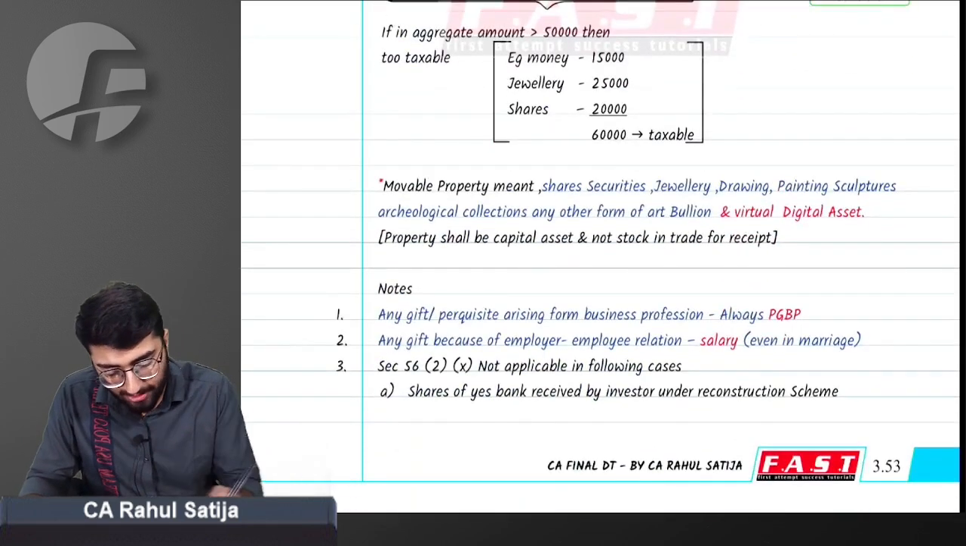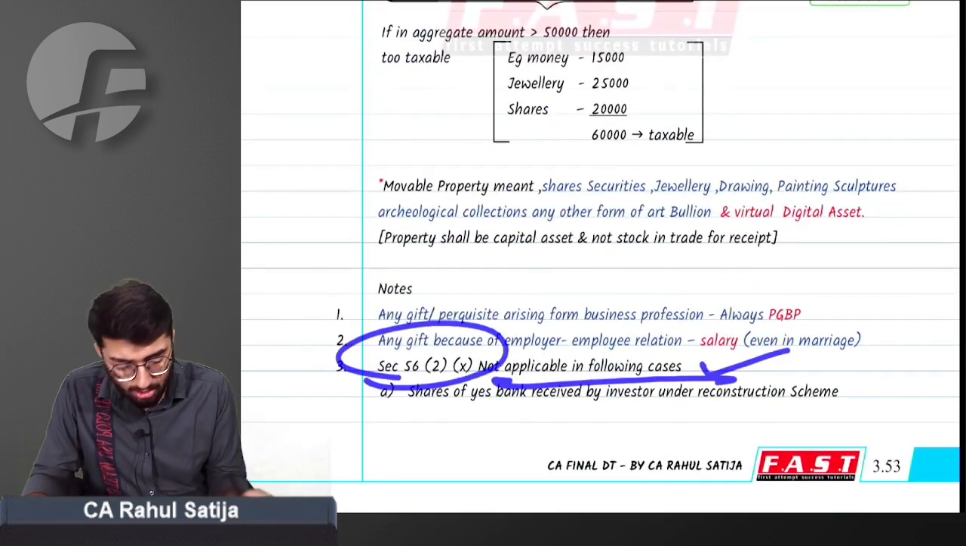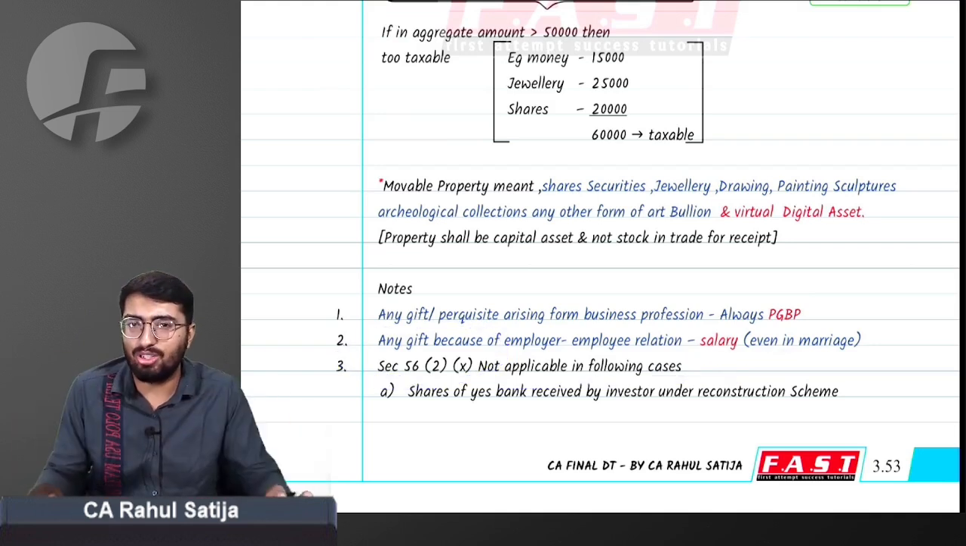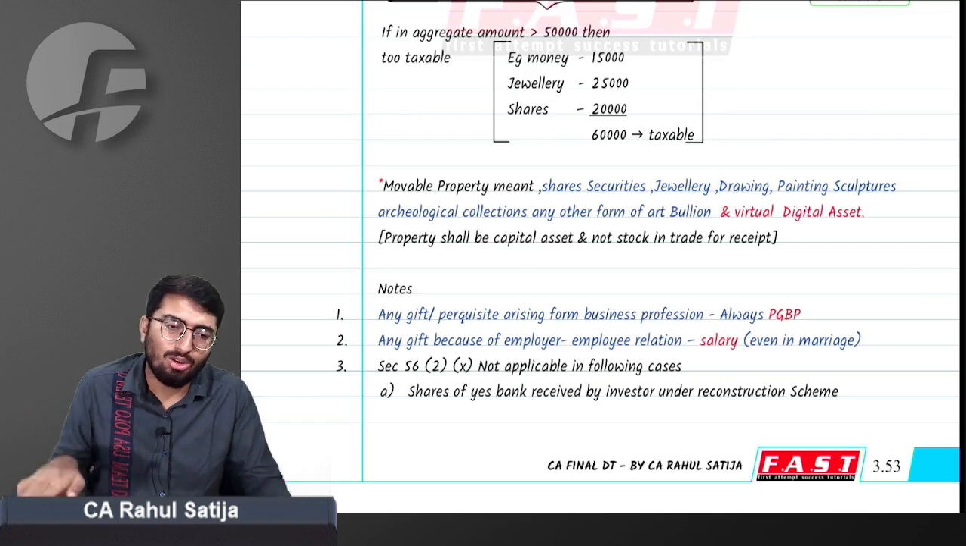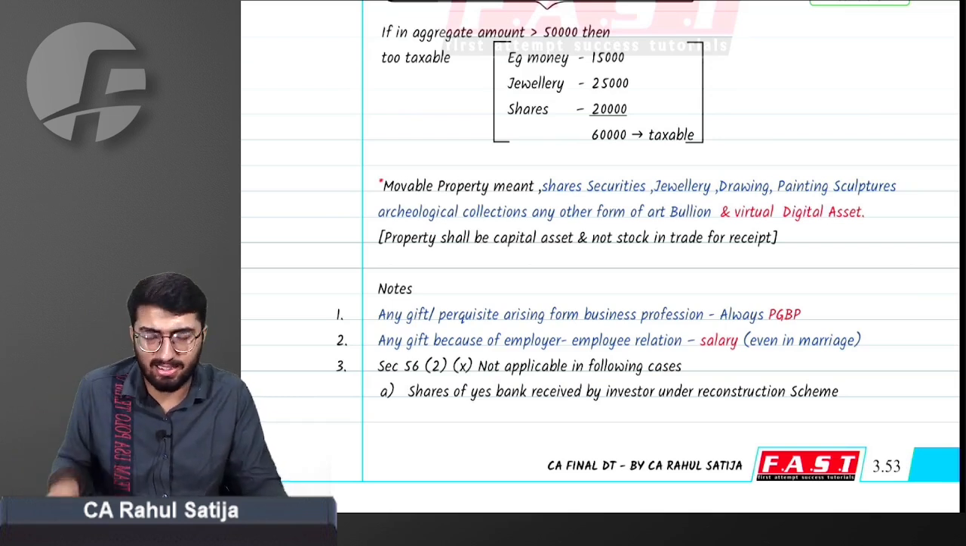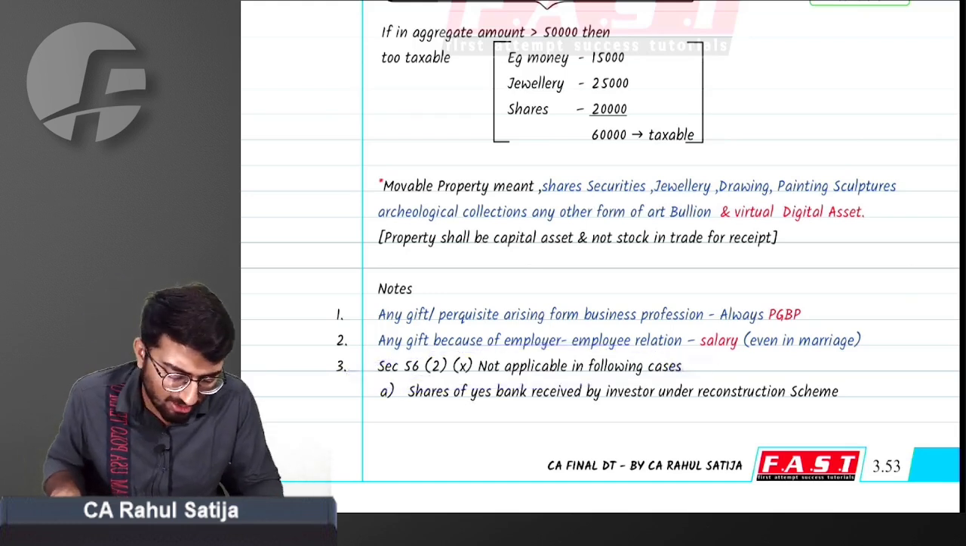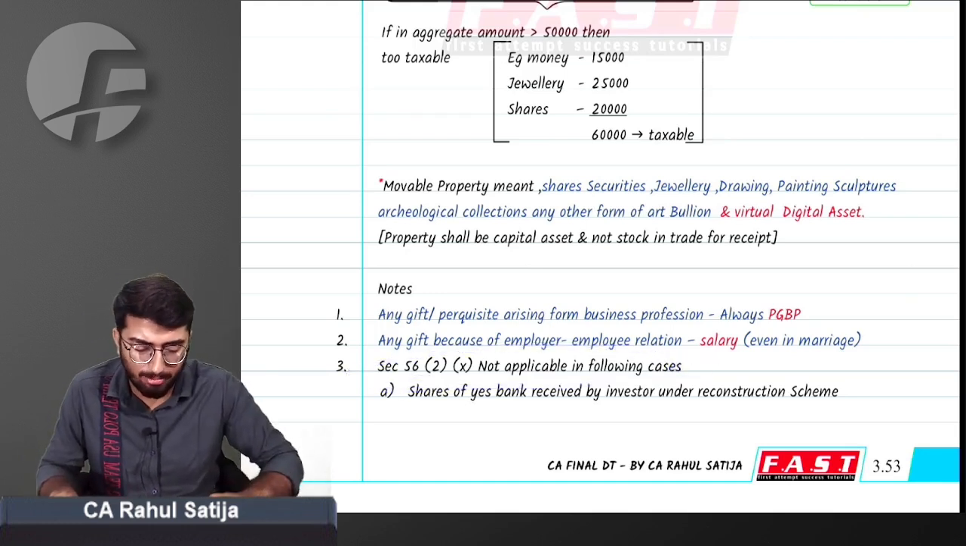Sir, 56(2)(x), that is, gift provisions are not applicable in the following cases. See, we are revising things. This power batch aims at revision. You already know these things; we are just revising them. Sir, what are the cases where 56(2)(x) is not applicable?